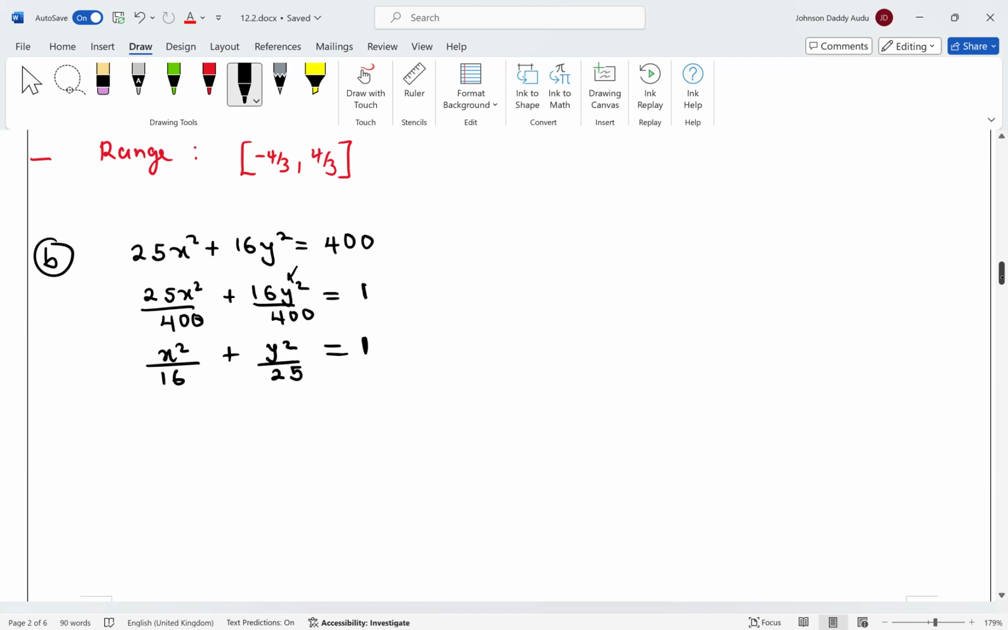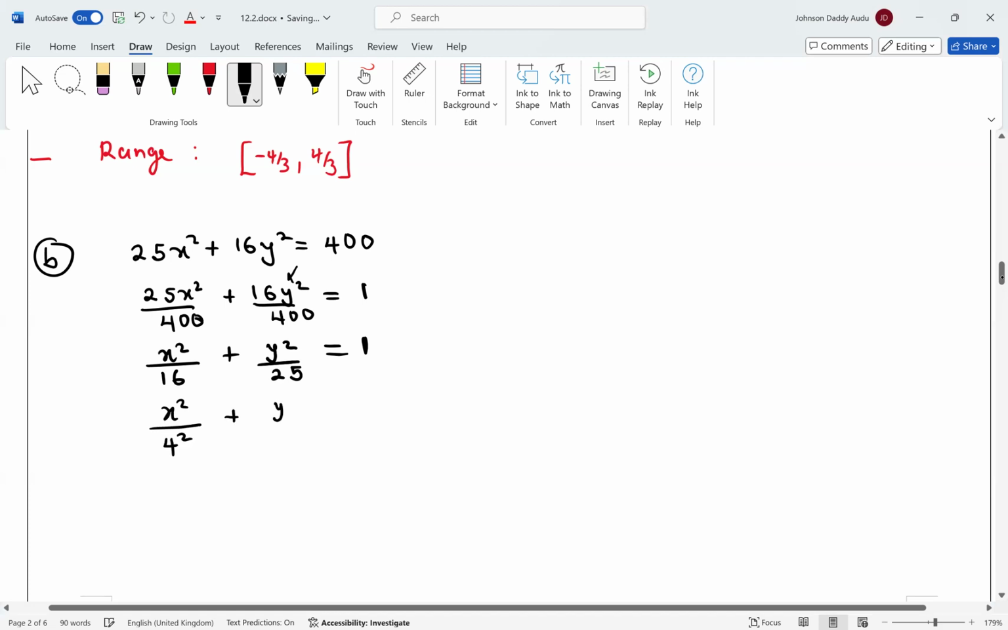This is going to be a vertical ellipse. Why is it vertical? Okay, let's rewrite it. We can write this as x squared over 4 squared plus y squared over 5 squared equals 1. So here now you can see your a is going to be 5 because you have to take the bigger one. So your b is going to be 4.